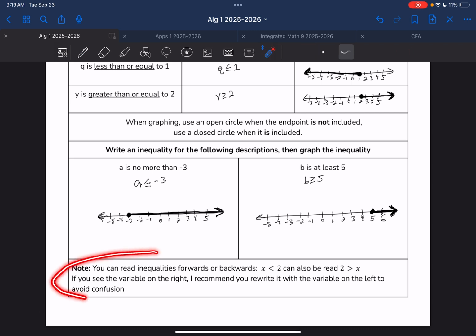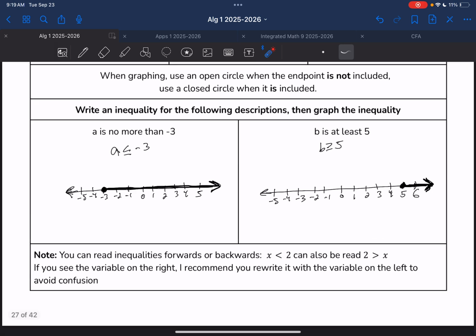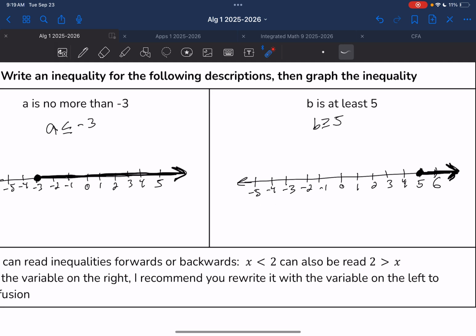I also want to call your attention down here to this note. You can read inequalities forwards or backwards. So x is less than or equal to 2 can also be read 2 is greater than or equal to x. If you read from right to left here, you would say 2 is greater than x. That's what we see over here, and these are the same thing. If 2 is greater than x, that means all values of x are less than 2, which is exactly what we see over here.